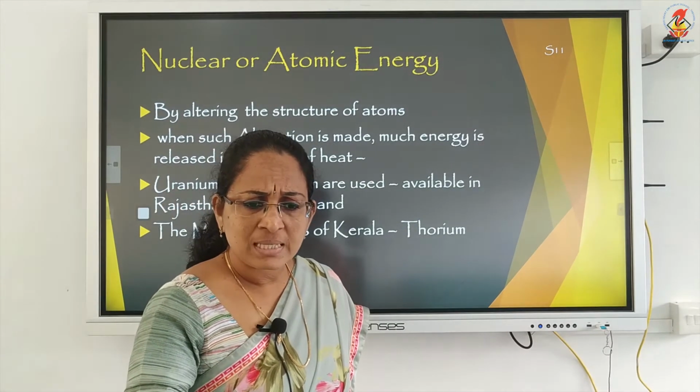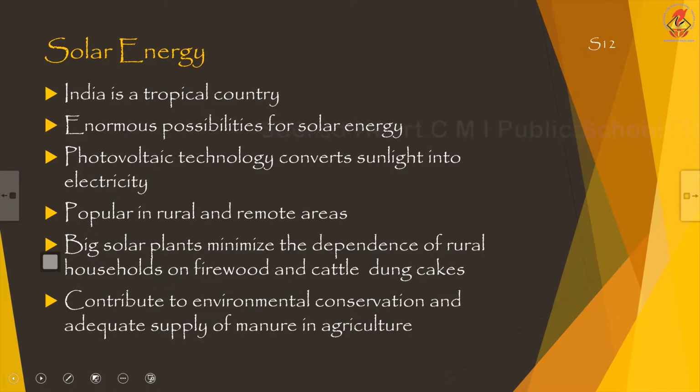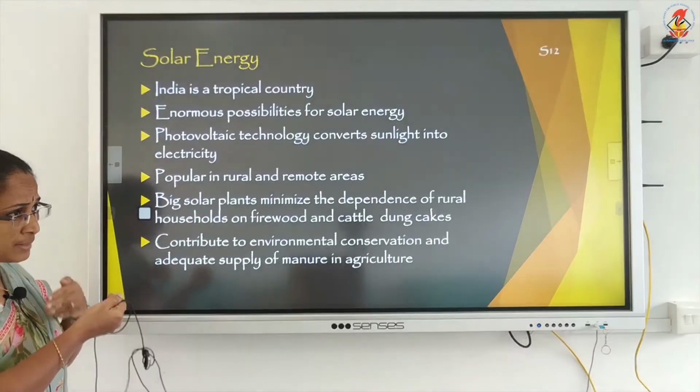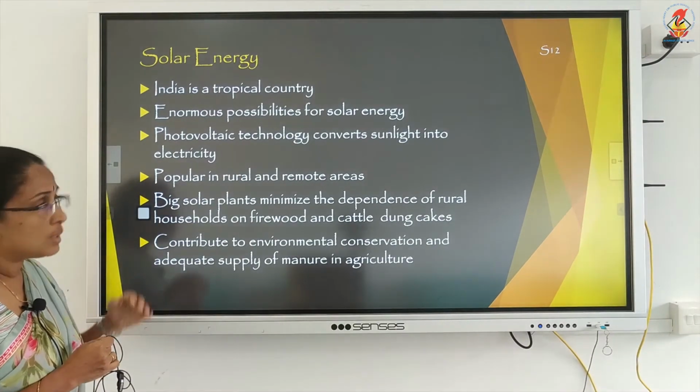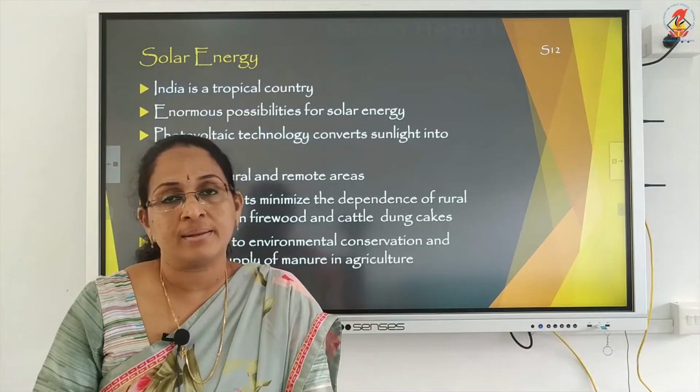Move on to the second non-conventional source of energy. It's solar energy. India is a tropical country, so there are enormous possibilities for solar energy. Solar energy is converted into an energy source by using photovoltaic technology. Photovoltaic technology converts sunlight into electricity, and it's mainly popular in rural areas, children.